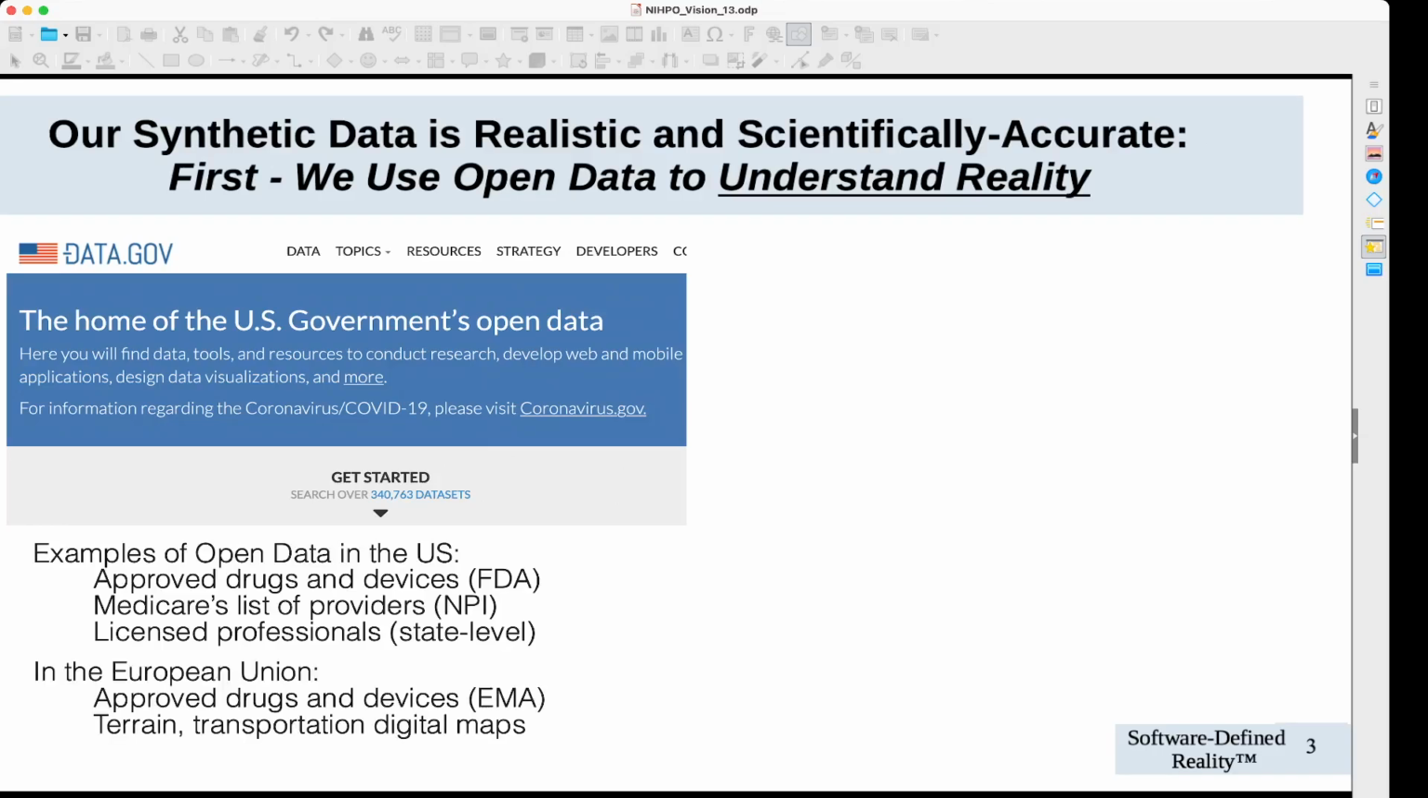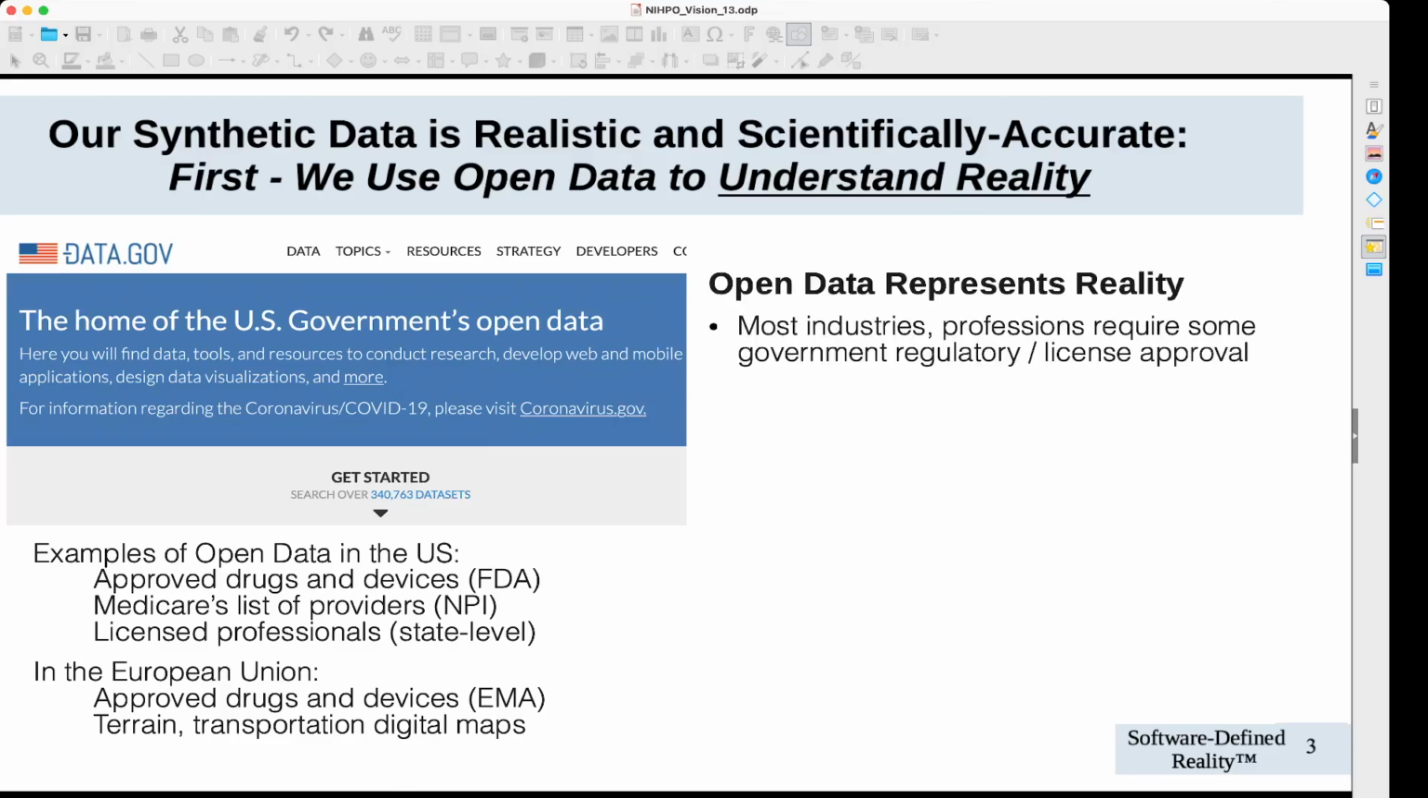Two specific examples of open data. In the US, you have data from the FDA, such as the approved drugs and medical devices. You have the list of Medicare providers, that's called the NPI. And you also have, at the state level, the list of all licensed professionals. In the EU, you have a similar list of approved drugs and devices, and you also have terrain and transportation digital maps. All of these are examples of open data, again, freely available from government sources.